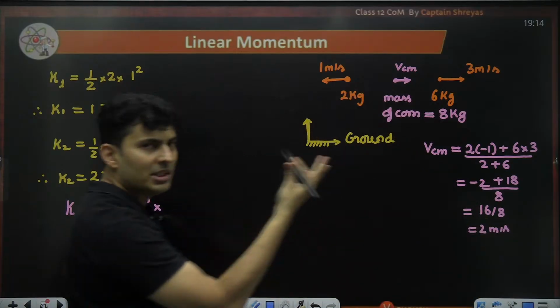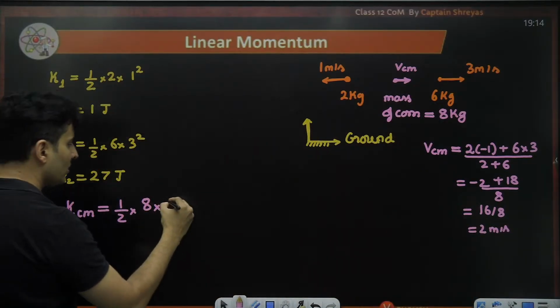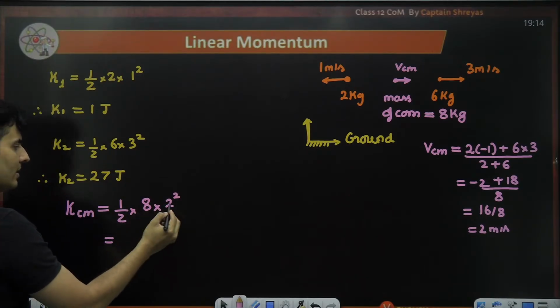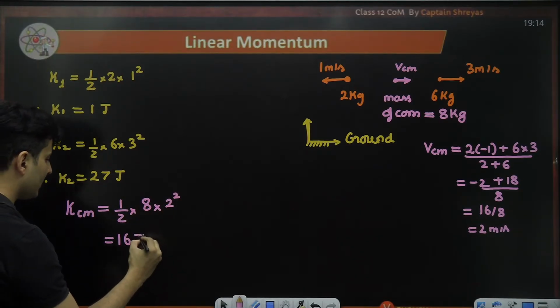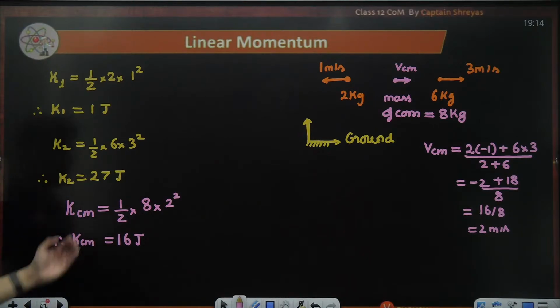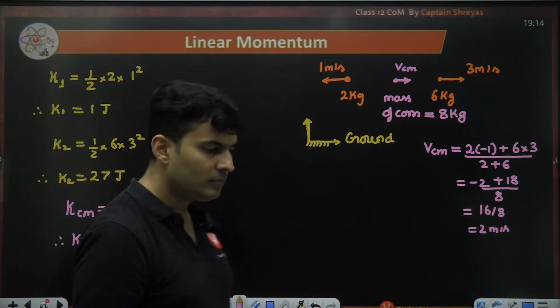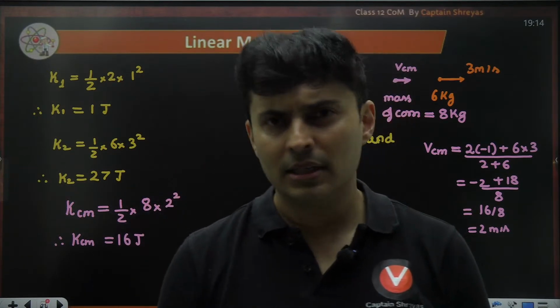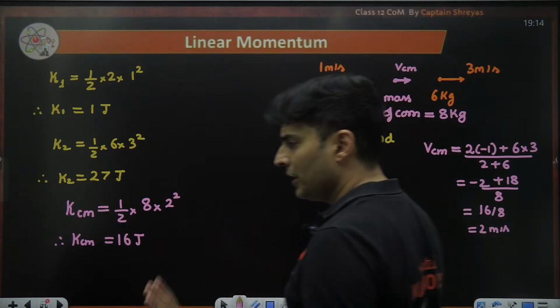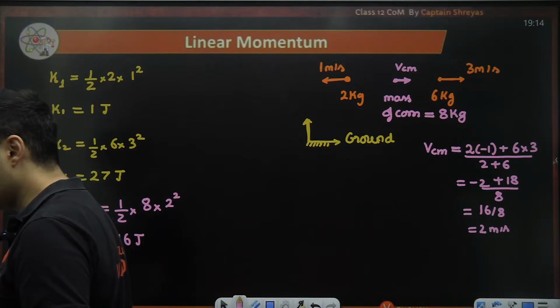It's positive, that means the assumed direction is correct. So this will be nothing but half times 8 times 2 squared. Okay, so 2 cancels, 8 2s are 16. So this will be 16 joules. So kinetic energy of center of mass, I have also figured it out. Fair enough? Till this point, absolutely clear?